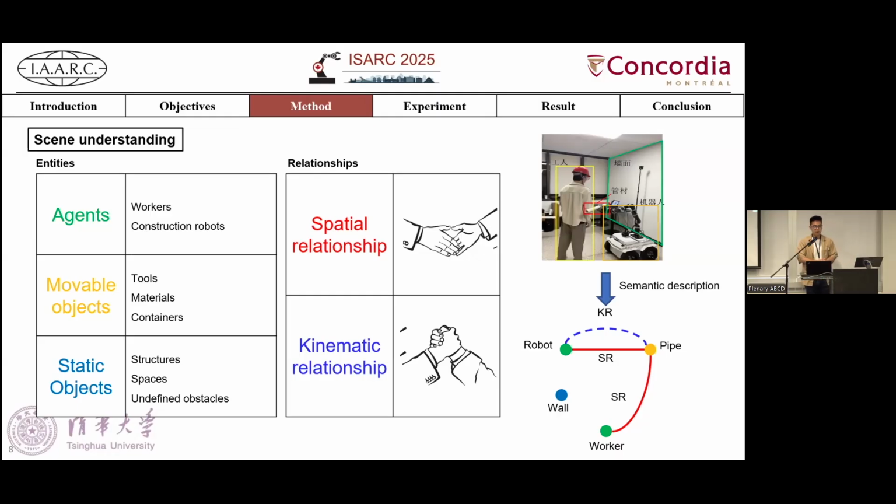And these three kinds of entities interact with others through two primary relationships. We call it a spatial relationship and a kinematic relationship. A spatial relationship means either two entities are at a close distance or they are in touch with each other. And the kinematic relationship means a fixed relationship, one moves together with another. So we use these two relationships to describe a state.